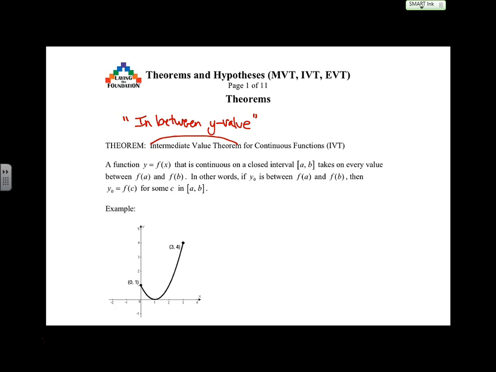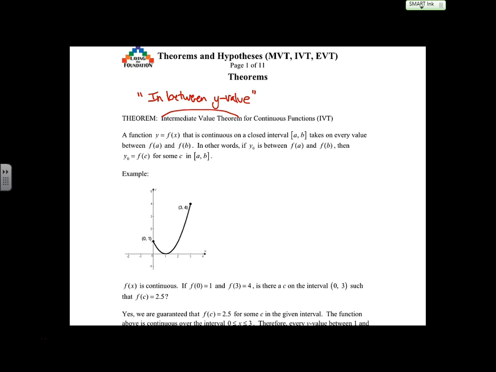Value is showing or indicating the y values, intermediate in between. So intermediate values is this really snazzy way of saying, hey, the function goes from one point to another point, and it's continuous. That's key. And it's continuous. It's going to somehow have to hit through.